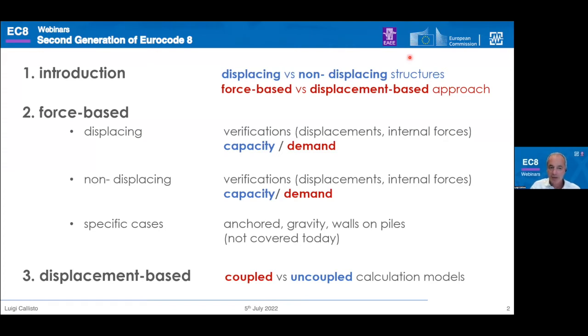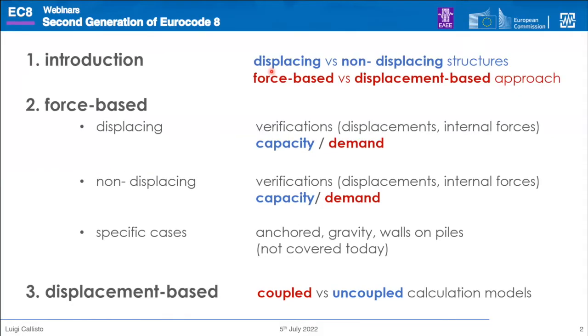I will be making some introductory comments about displacing and non-displacing retaining structures and about the application of force-based versus displacement-based approach. In fact, most of the presentation will be addressed to the application of force-based approach to displacing and non-displacing structures. Today I will not be covering some specific cases, including the code that you see listed here. In the last part of the presentation, we will address briefly the implementation of the displacement-based approach for retaining structures.